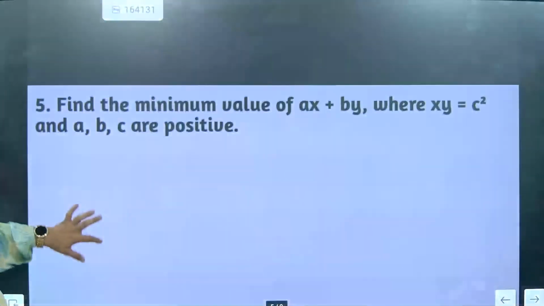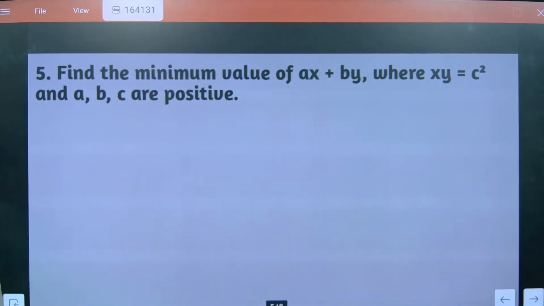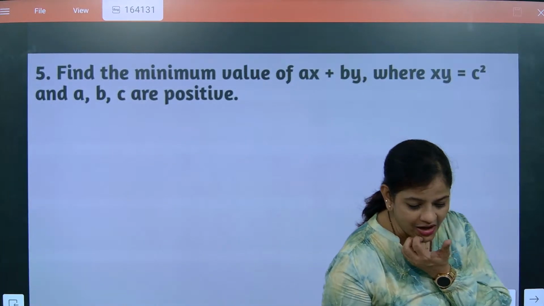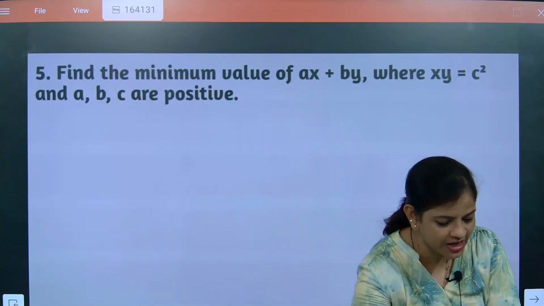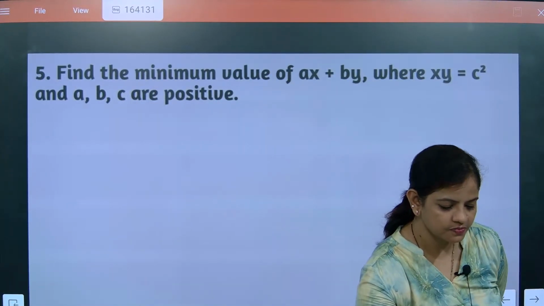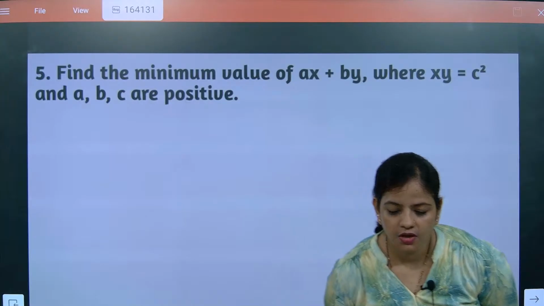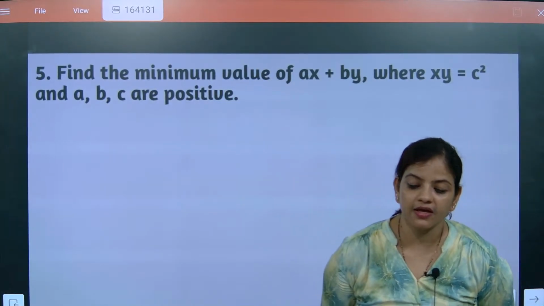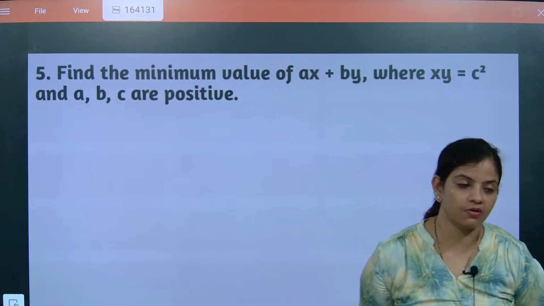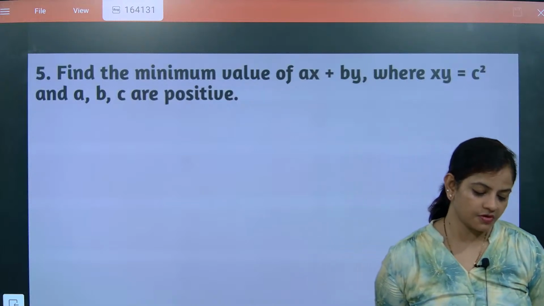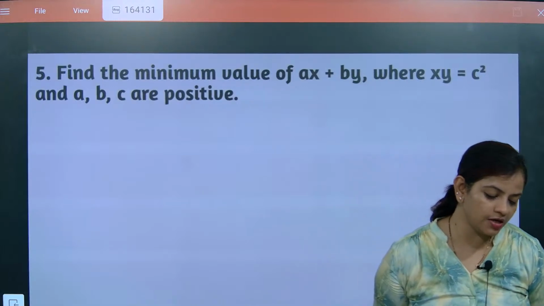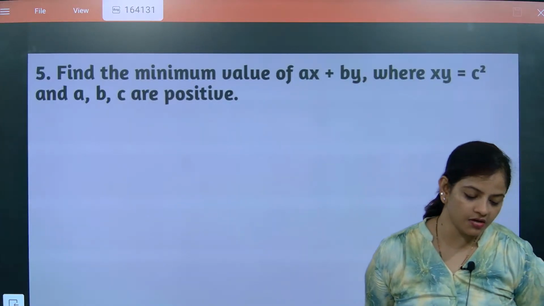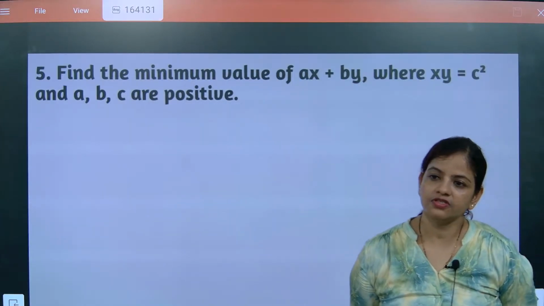Going slow. Wow, this is a good question, beta. Many times in MCQs, they're asking these questions. Be very acquainted with these type of questions coming in MCQs. Check one time: find the minimum value of ax plus b over x, y, c square. Wow, solve it. Substitute, get the critical point. Again, differentiate. This is not an easy question.